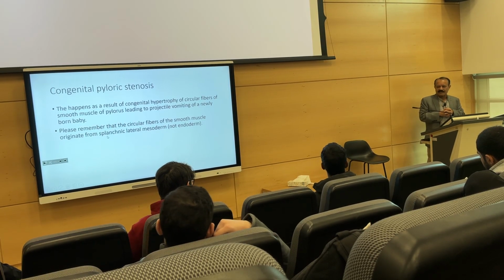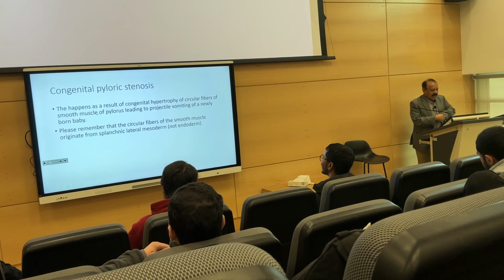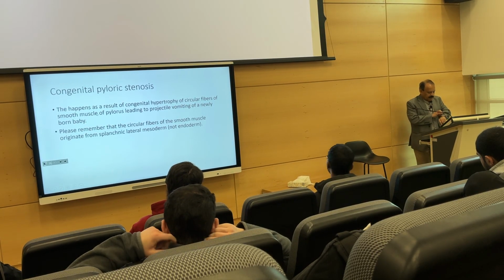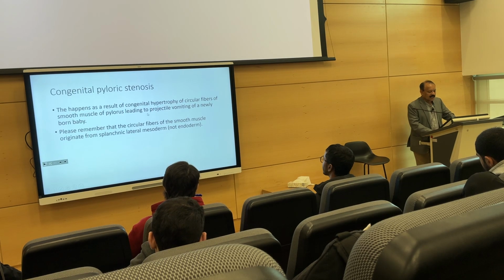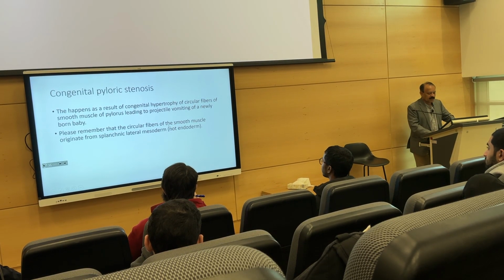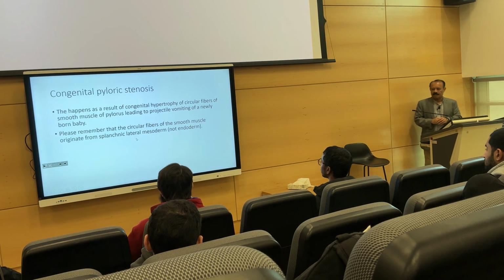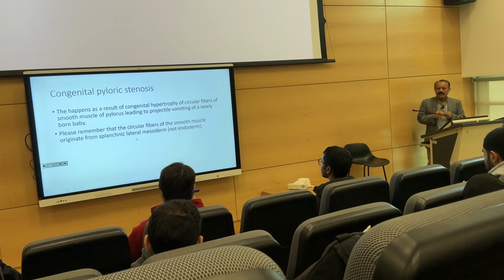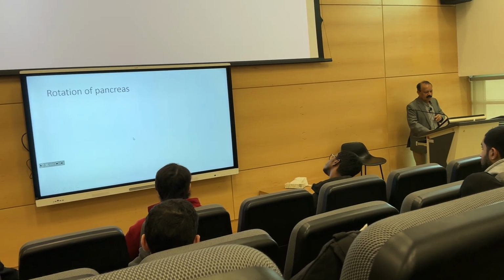Yes? Okay, good. So this happens as a result of congenital hypertrophy of the circular fibers of the smooth muscle of the pylorus, leading to projectile vomiting of a newly born baby. Please remember that the circular fibers of the smooth muscle originate from splanchnic lateral mesoderm, not endoderm. So the concept is becoming very easy for you now. Okay, so you have done another disease. So let's do the next one.